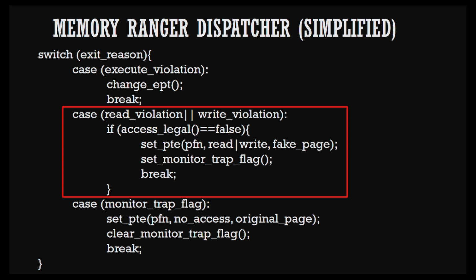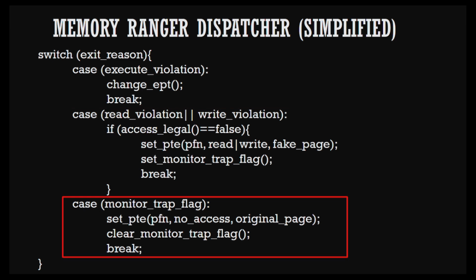For read and write violations, MemoryRanger checks whether this access is legal, and for illegal access, MemoryRanger changes the PFN value, or page frame number, of the protected data to a fake one and allows access to this fake data. And finally, it sets the monitor trap flag. As a result, after a driver reads the fake data, the control goes to the hypervisor again, and now MemoryRanger restores the PFN value to the protected data and blocks any access to this page. Finally, it resets the monitor trap flag.